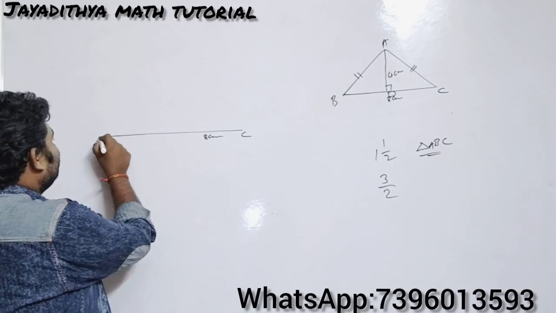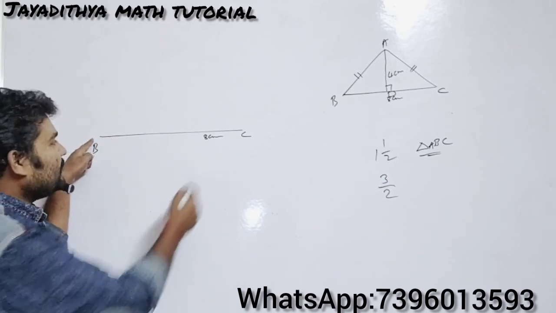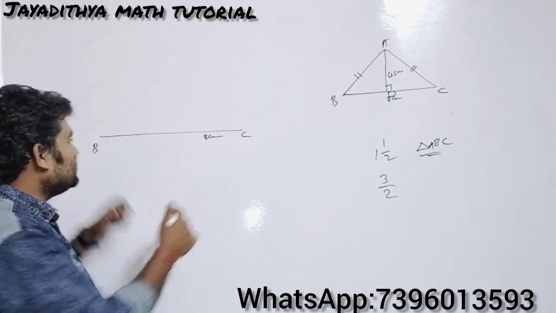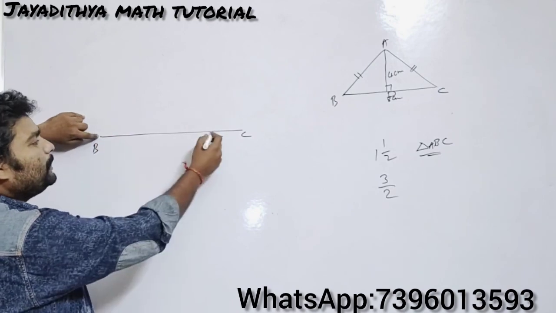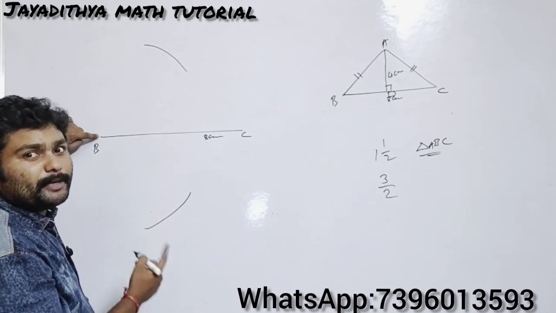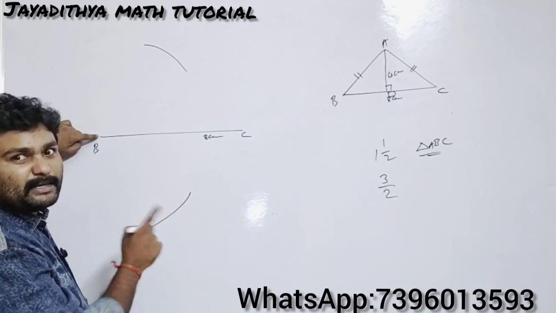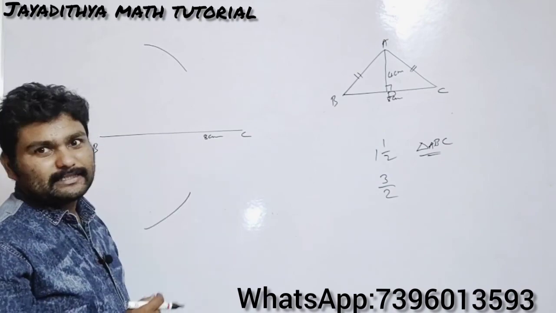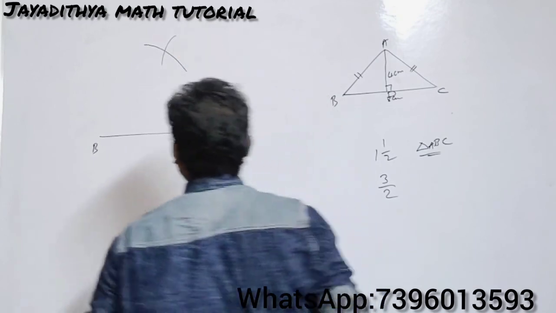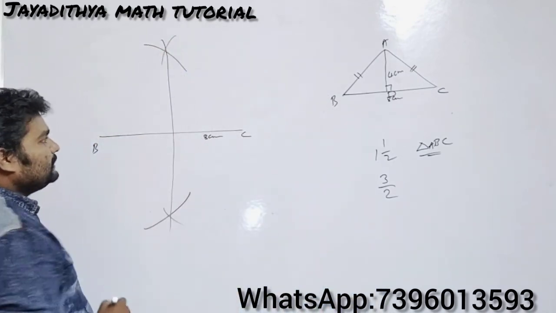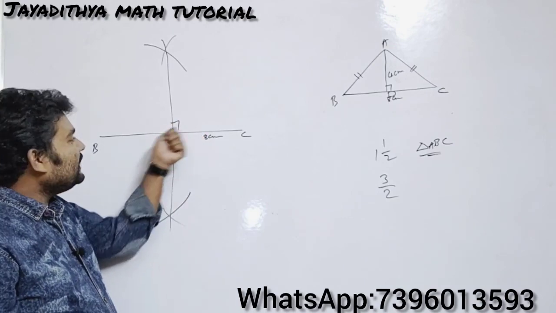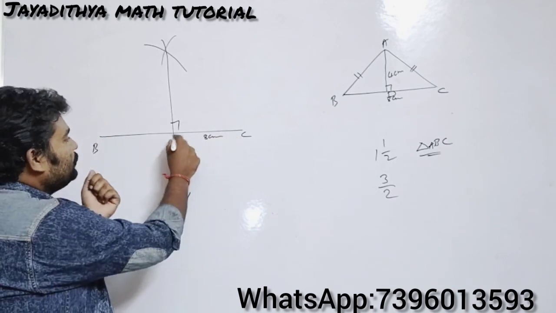Take B as center and take more than half the radius with the compass. If BC is 8 centimeters, take 5 or 6 centimeters as radius. From B, draw an arc on the top and also on the bottom. It should definitely be more than half. With the same radius, without disturbing the compass, take C as center and cut the same arcs. Then join the line. Now you have a perpendicular bisector. It is perpendicular to BC and it bisects BC. Take the point as D.